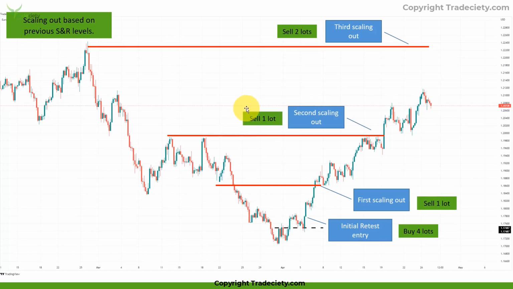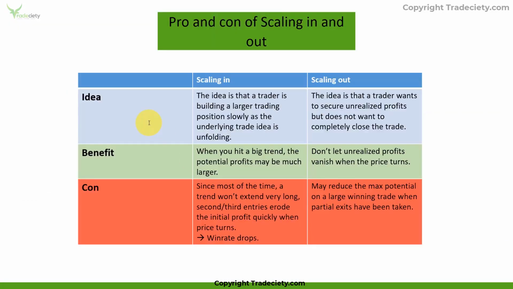Should you scale in? Should you scale out? Or should you just go with the one position? And as always, the answer is not as clear. There's always a pro and con. And we need to look at the pros and cons so that we can make much more educated and better trading decisions. So let's look at it.